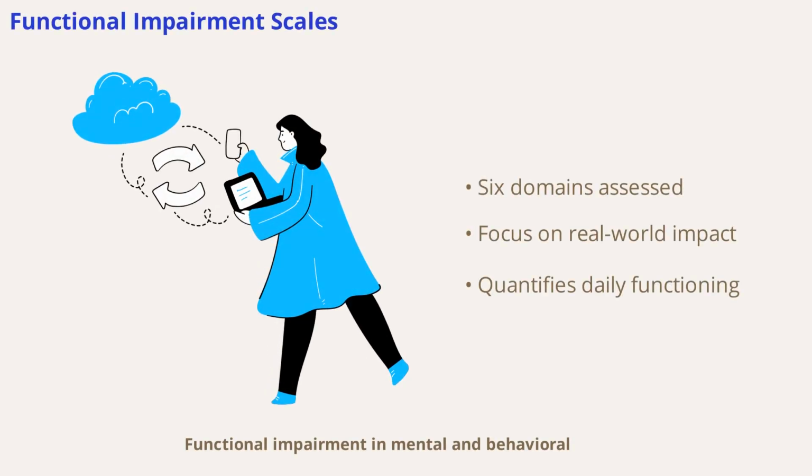Functional impairment in mental and behavioral disorders is measured across 6 domains: self-care, social and recreational activities, travel, interpersonal relationships, concentration and persistence, and employability. These scales help quantify the real-world impact of mental disorders, moving beyond symptoms to assess how a person functions in daily life. This approach ensures that impairment ratings reflect meaningful limitations.